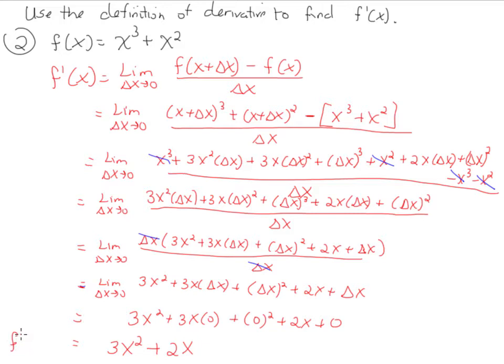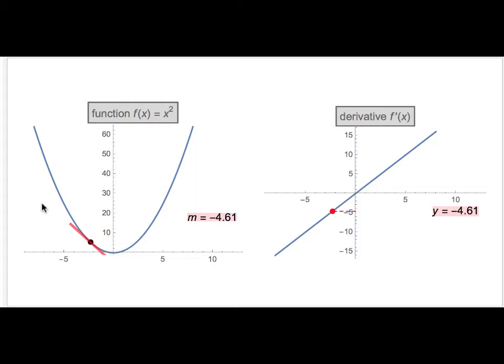We found f of x derivative to equal 3x squared plus 2x. So that means I can use the equation 3x squared plus 2x to find the slope of the tangent line at any point on my function f of x. That was the algebraic approach to finding derivatives. So now let's explore the graphical approach.